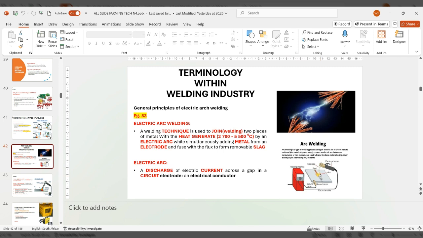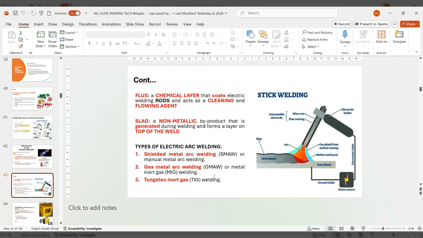All right. So we already discussed what is an electrical arc. An electrical arc is the discharge of electrons, okay, here at this gap. All right. And then let's look at what is a flux and what is a slag.